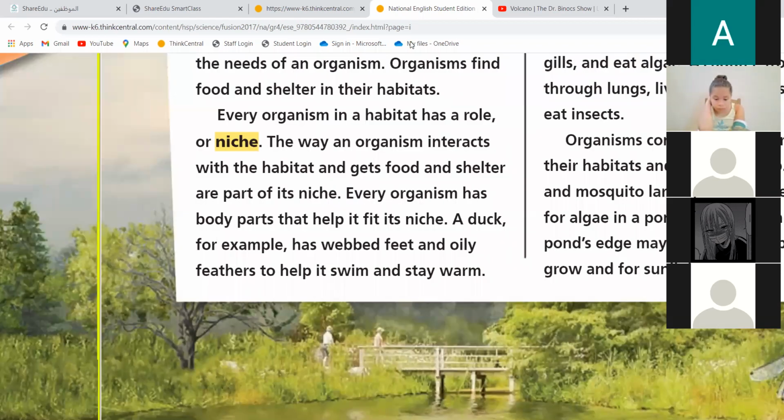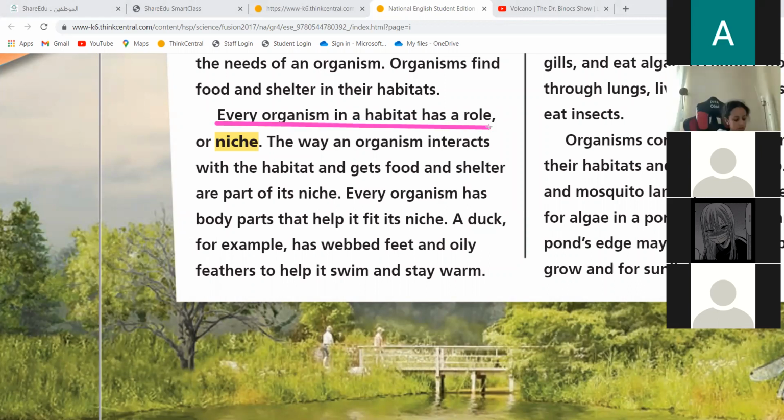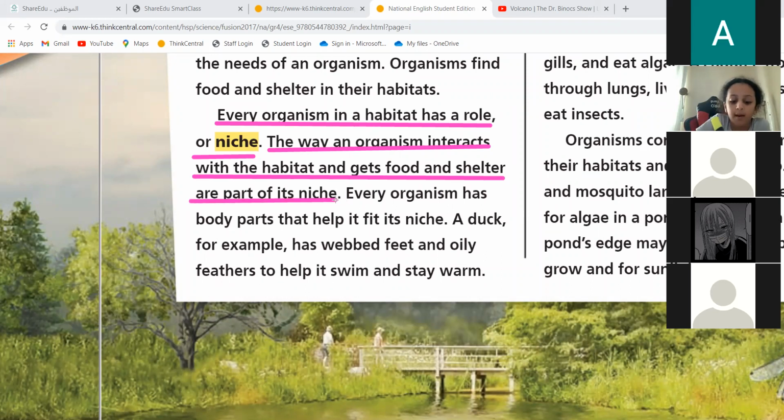Let's underline together. And I'm very sure we are going to repeat tomorrow. Can I do it with a highlighter? Is the niche the way an organism interacts with the habitat and gets food and shelter? Yes, excellent. I'm highlighting with the highlighter.